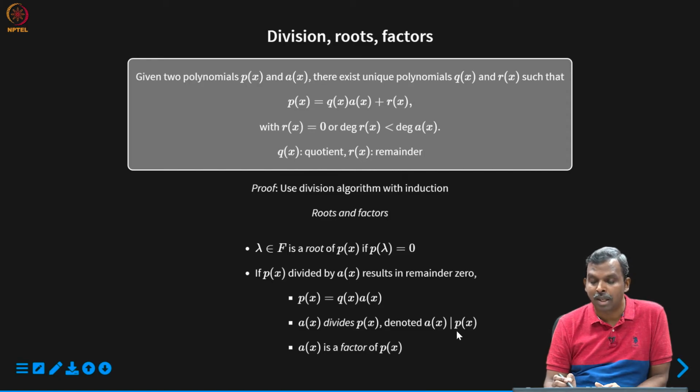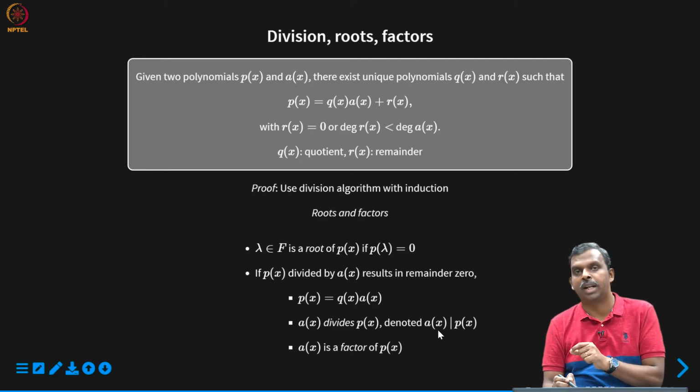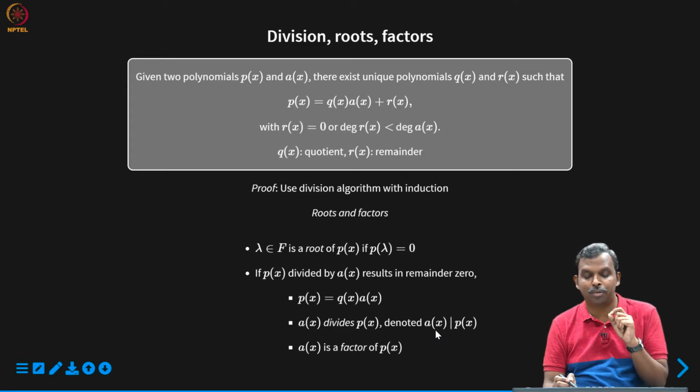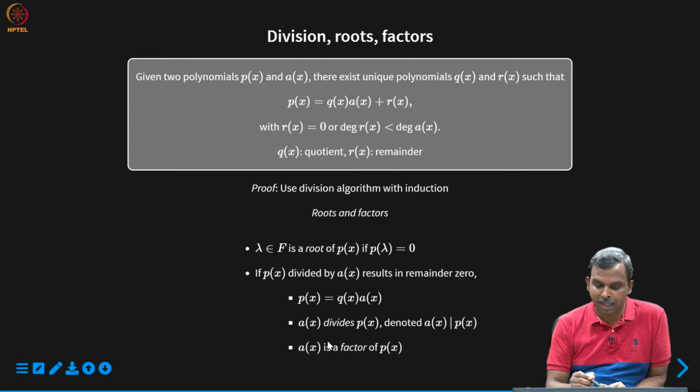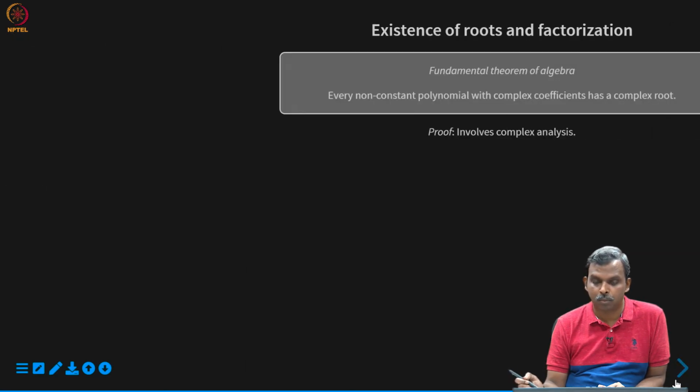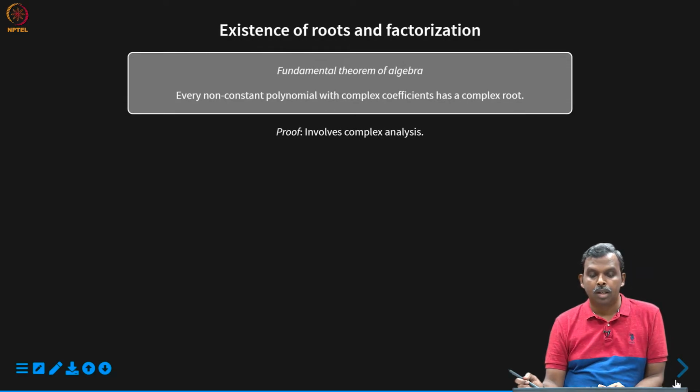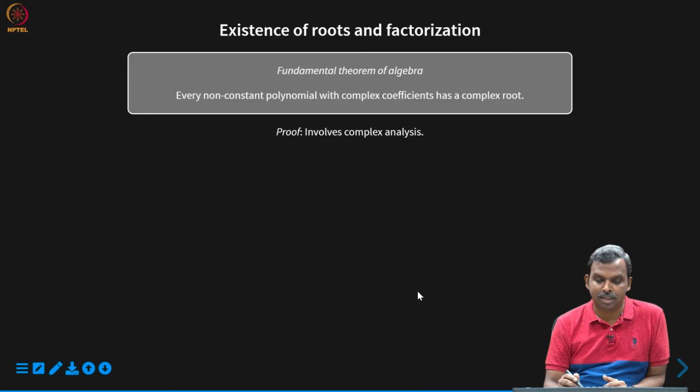What does this mean? If you do the division algorithm, take p(x), divide by a(x), finally you will get a remainder 0. So, it will perfectly divide. Being a factor is very important, and there is a connection between factors and roots, which is also very important for us, and that is what we will see next. Before we see that connection, we will see it soon enough.